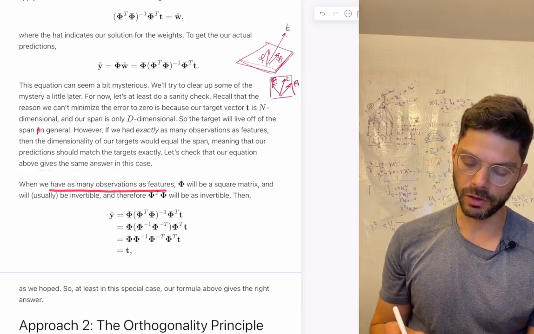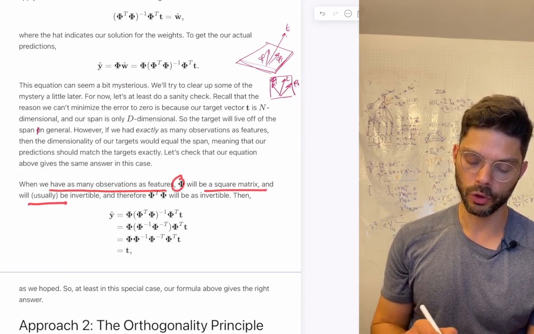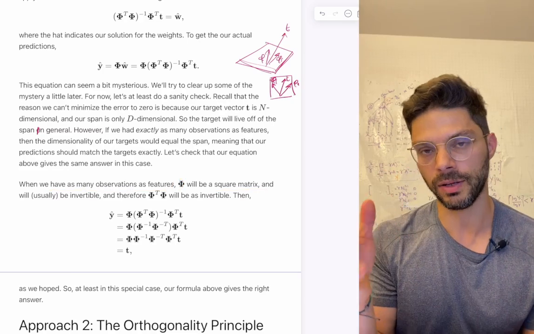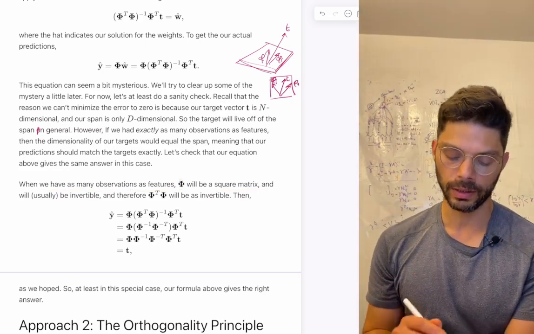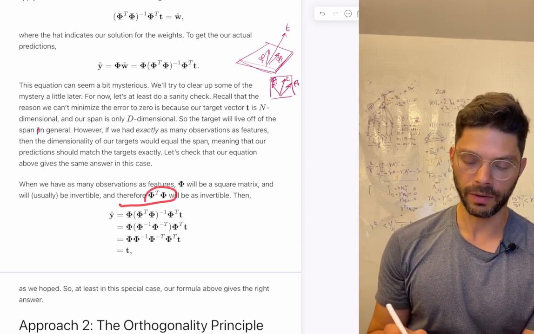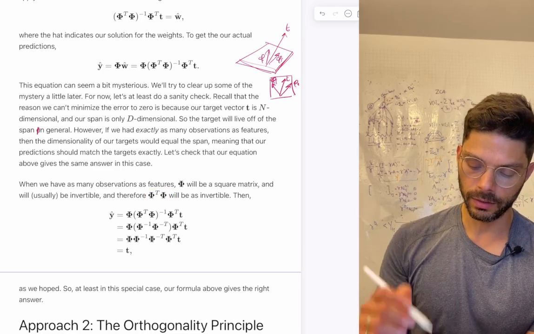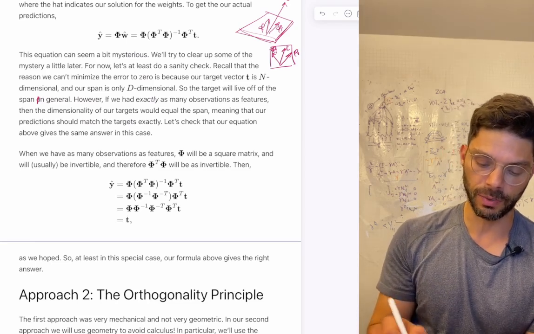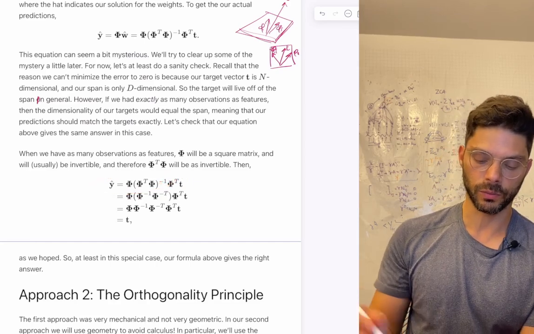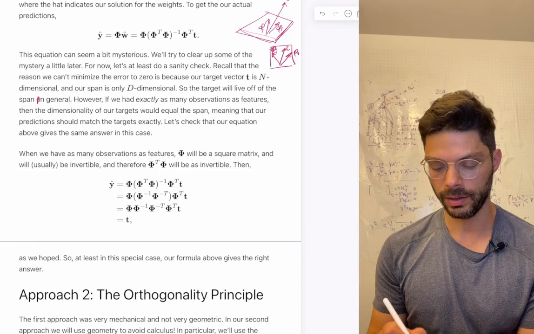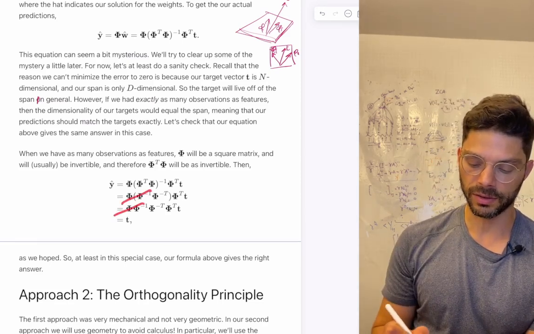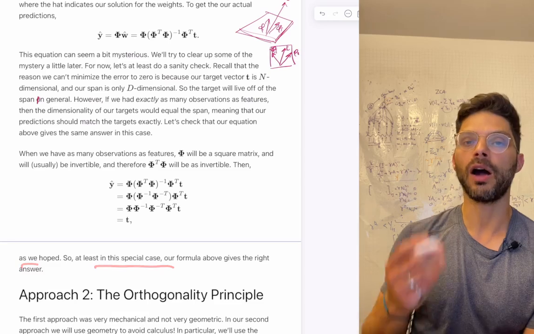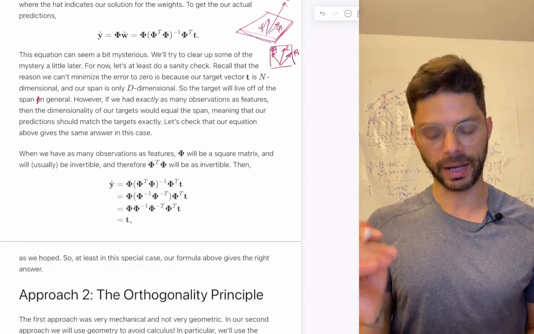So when we have as many observations as features, phi will be a square matrix, and will usually be invertible, unless there's some funny business, which would mean that the span isn't actually m-dimensional. And therefore, phi transpose phi will be invertible, and so we can just do some simple linear algebra. So this is our expression. We take the inverse of this, which is phi inverse times phi transpose inverse, and now we just remove the brackets. This cancels, that cancels, and we get t. So as we hoped, at least in this special case, our formula above, which we don't necessarily understand yet, at least gives the right answer.